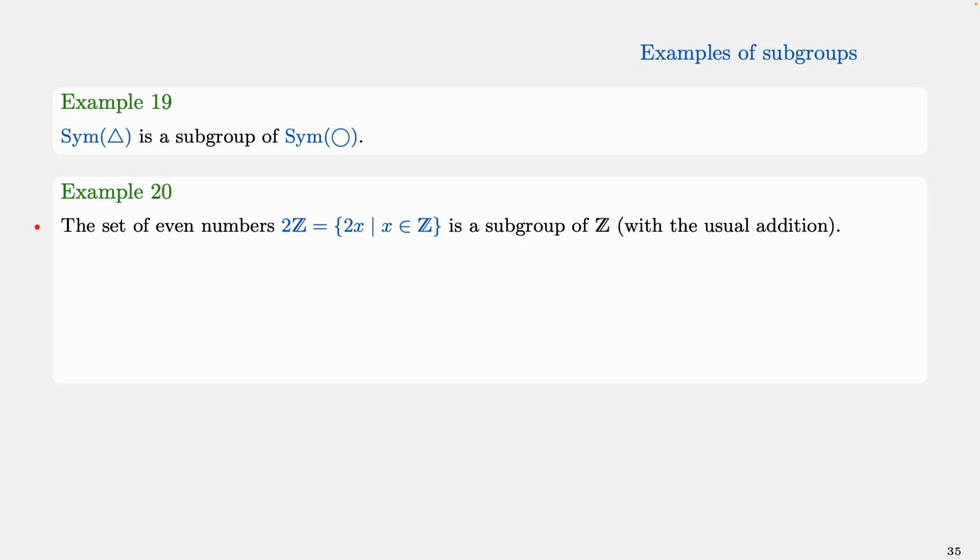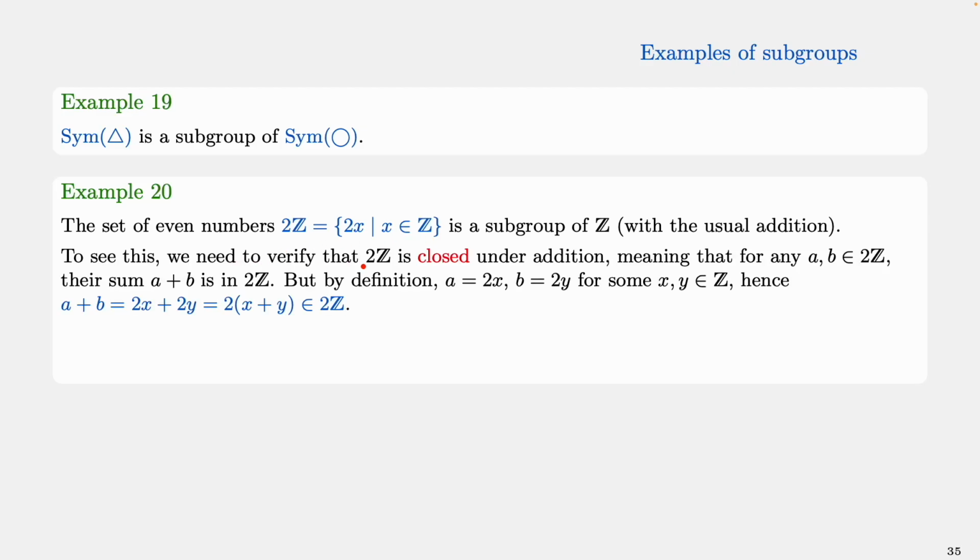Another, maybe now more interesting example, because it's new, is the set of even numbers, which I denote by 2Z. So this is the set 2 times x for any integer x. And this, I claim, is a subgroup if we take the usual addition of the integers. Let's verify this. So first we need to check that 2Z is closed under addition. So if we have two even numbers a, b, that their sum a plus b is again even. By definition, a and b being even means a is equal to 2x and b equal to 2y for certain integers x and y.